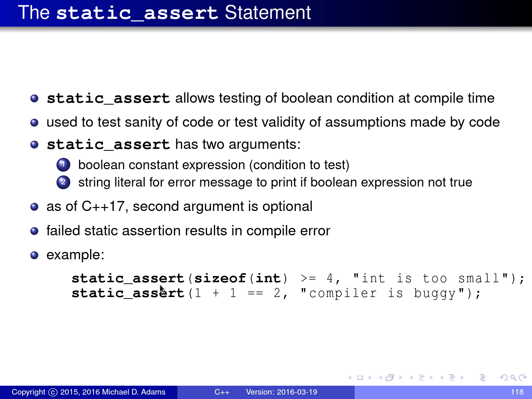So when the compiler sees this first static assert line, it will check this condition, check to see is size of int greater or equal to 4. If it is, everything is fine and the compilation continues. But if this condition is not true, instead it will print the message int is too small and then terminate the compilation with an error.